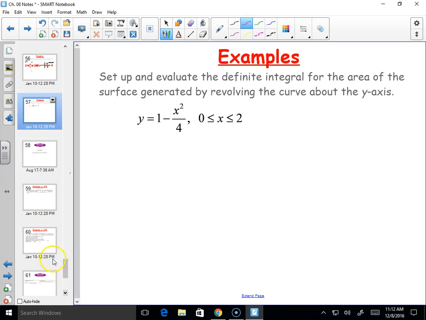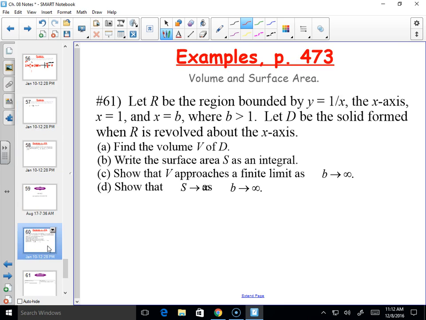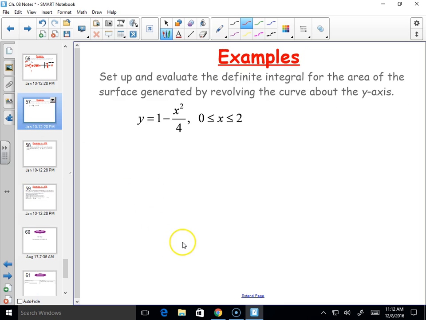Set up and evaluate the definite integral for the area of the surface generated by revolving the curve about the y-axis. Let's say axes. Well, that's for plural though. Oh, is it? I think so, because axis is singular, and then axes would be plural.